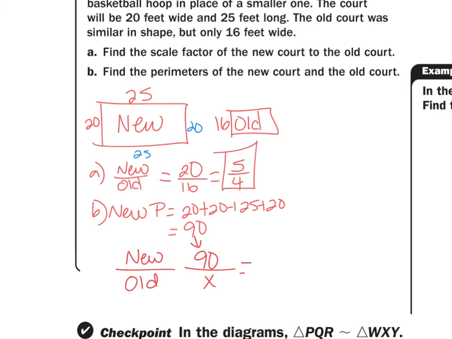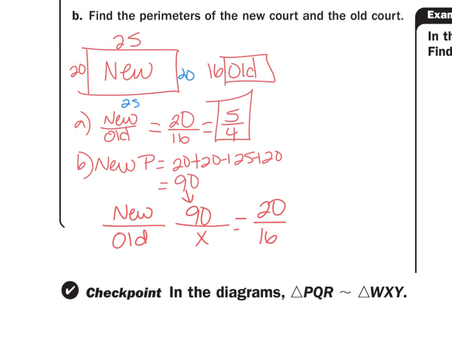Is proportionate to, now you just do one of the sides, and we can only use 20 and 16 because we don't know what that top side is on the old one. So it's proportionate to 20 on the new over 16 on the old. Okay, now we're going to use a calculator to do 16 times 90, and then 20 times X.